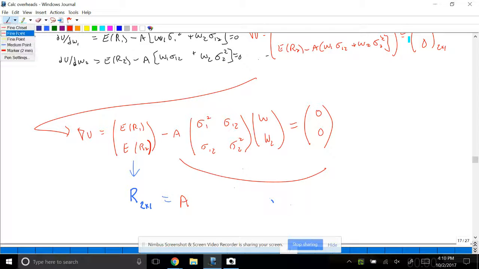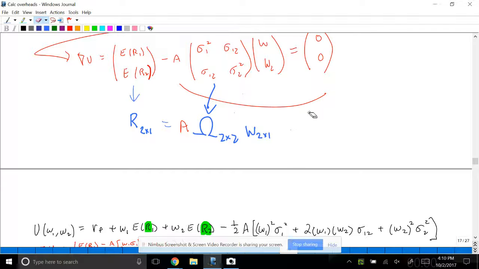times a covariance matrix of the assets, so variances on the diagonal, covariances on the off diagonal, times a 2x1 vector of weights. So we can solve for this using matrix algebra. All right, so we have our optimal weights equal to, divide both sides by the scalar, 1 over A, and take the inverse of the covariance matrix times R. All right, so this is the multivariate equivalent of what we had before.